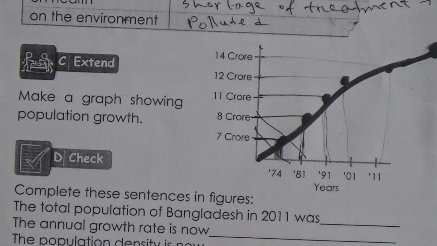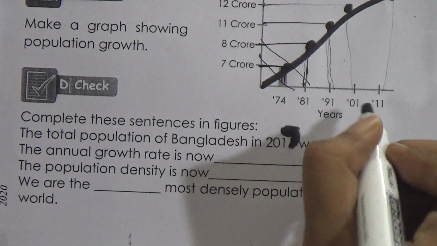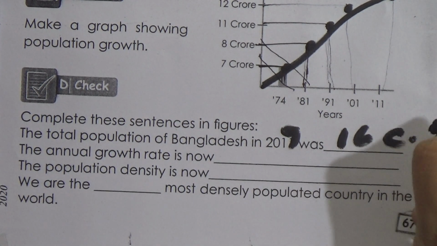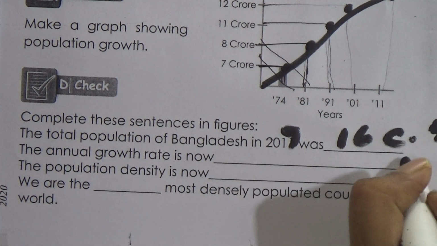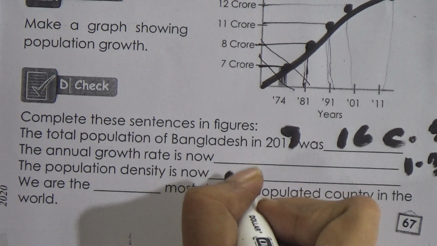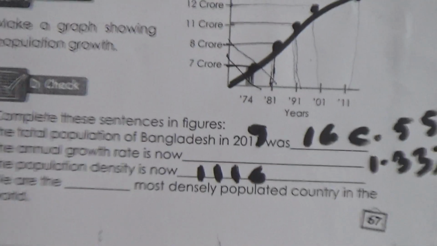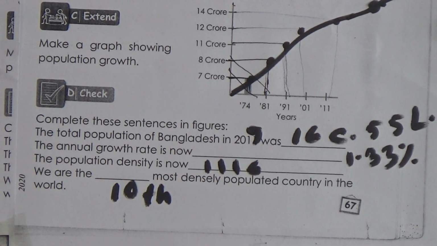So now we will find out the total population of Bangladesh in 2019. In 2019 the population was 16 crore 55 lakh. The annual growth rate is 1.33%. Population density is 1116. We are the 10th most densely populated country in the world.